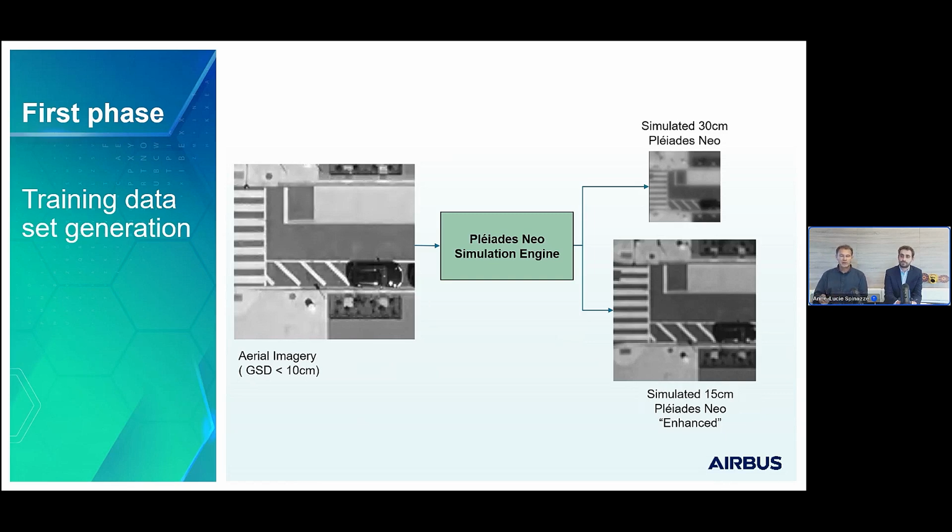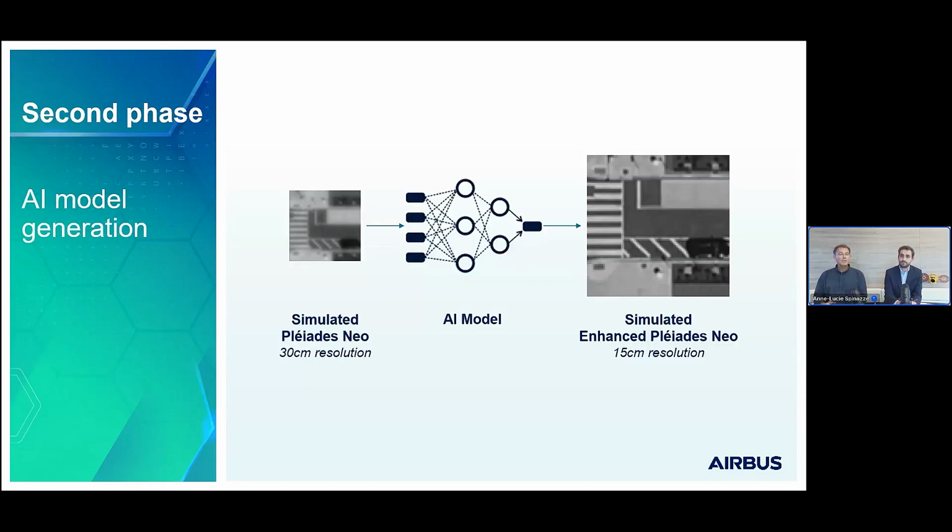Then we create a very large training data set with this methodology worldwide, in forests and different landscapes, certainly. And then we train our AI model, the neuronal network, using this supervised label data set. And okay, we run it. And at the end of the day, when we give it an image like that, it will bring the image like that, which is 30 to 15 centimeter, and the job is done.